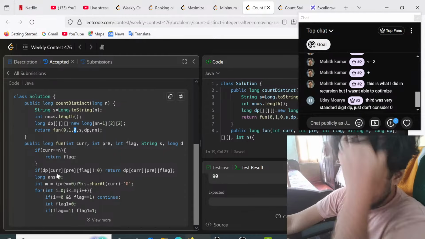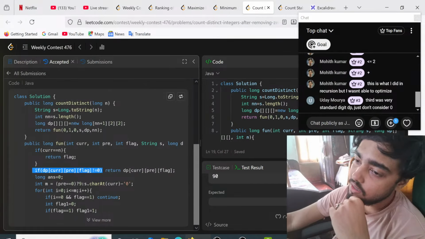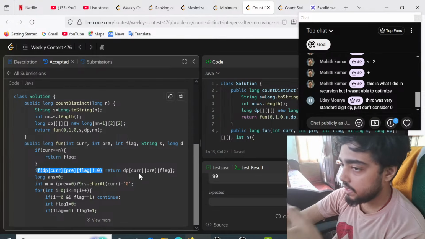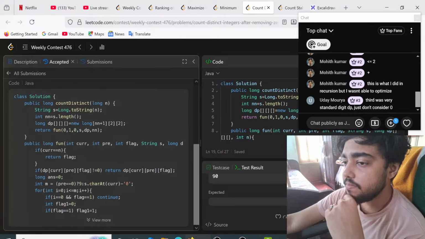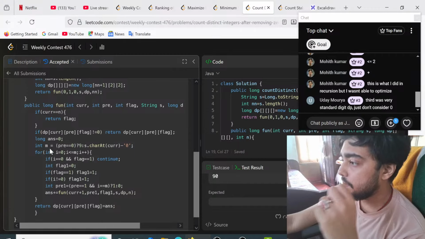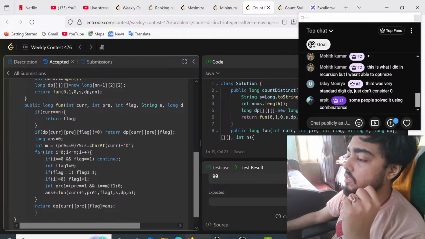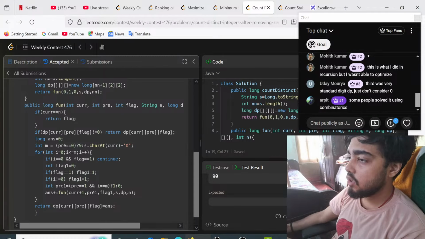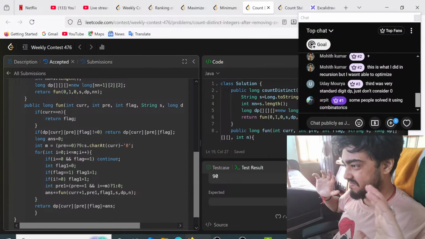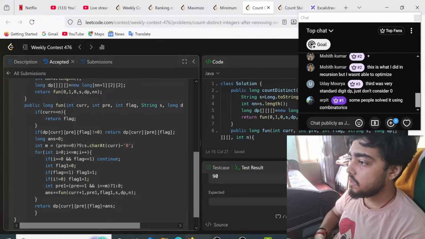Clear? Now, if DP of current and prefix, if we have already encountered this earlier, then we can return it. If we have not encountered it, we have to calculate it. How do we calculate it? Answer is equal to 0. Now, m is nothing but the limit. Some people solve it using combinatorics, this is also permutation combination only, just a little bit of the algorithmic part of it. If you can solve it, that's great.